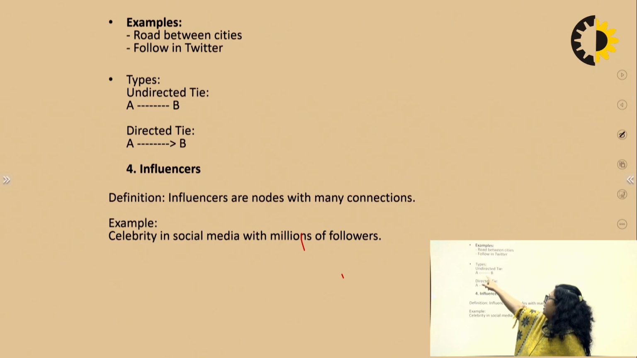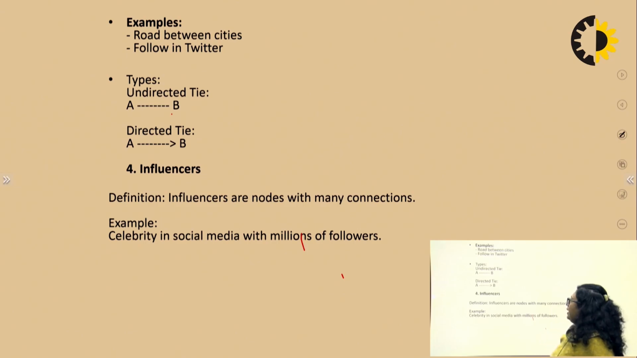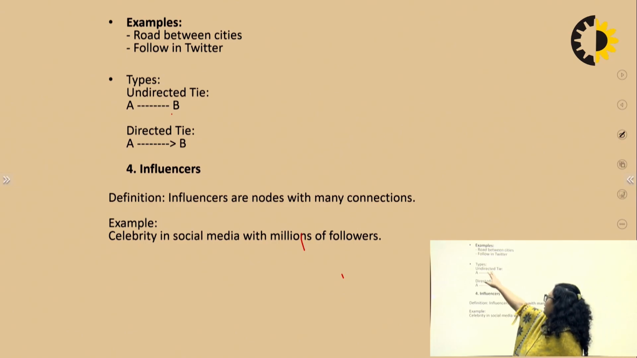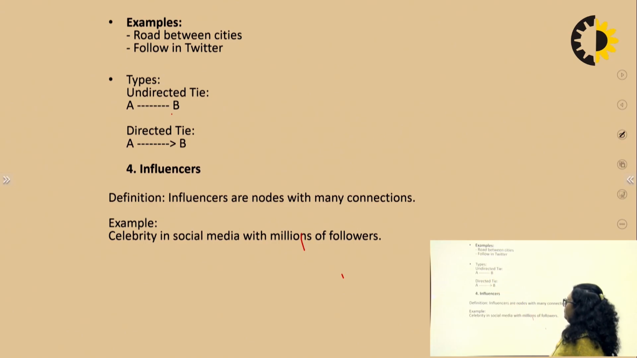Directed means if there is a direction attached to the edges, it is represented by a directed graph. And if there is no direction attached to the edges, then it is an undirected tie. Or we can say directed tie or undirected tie. Next are influencers. Influencers are the nodes with many connections, like a celebrity on social media with millions of followers.